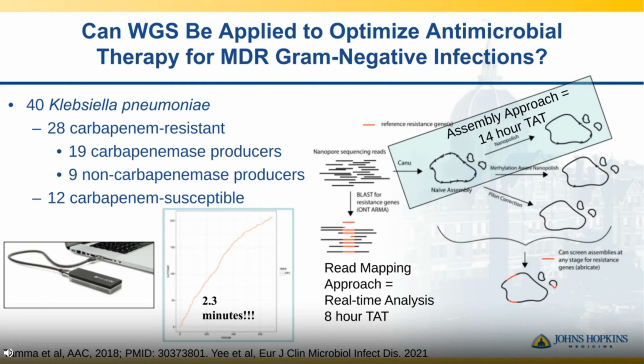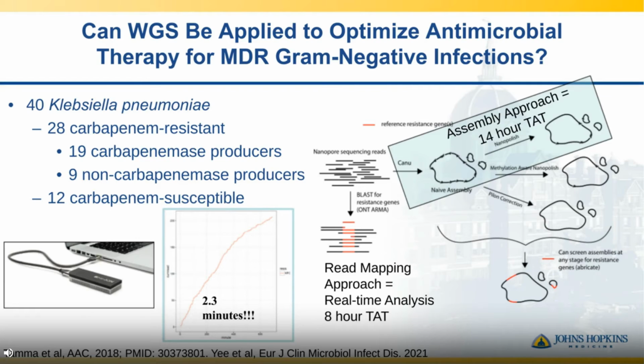The first approach is what we called the real-time analysis approach, where we just took the sequencing reads coming off the nanopore and mapped them against a resistance database, which is the CARD database, using the ARMA tools that are available with nanopore sequencing. With our methods, from isolate to results, we can get results within an 8-hour turnaround time. So making it relevant to clinical care and more rapid than phenotypic AST, where in general you'll still need that overnight growth or 24 hours before you get those results.